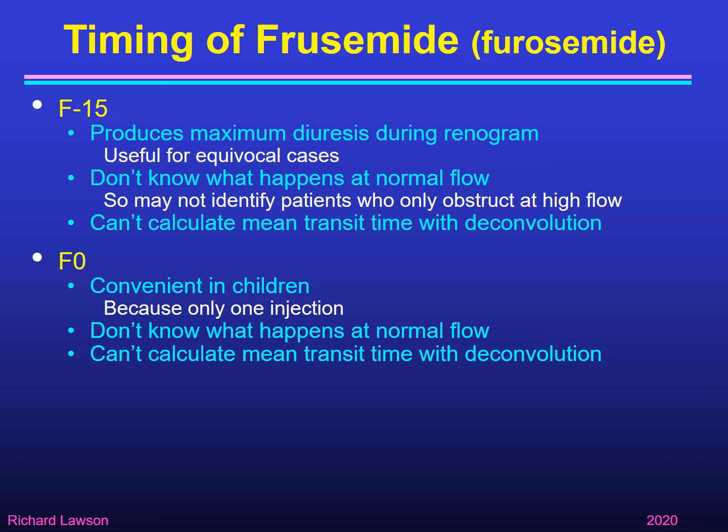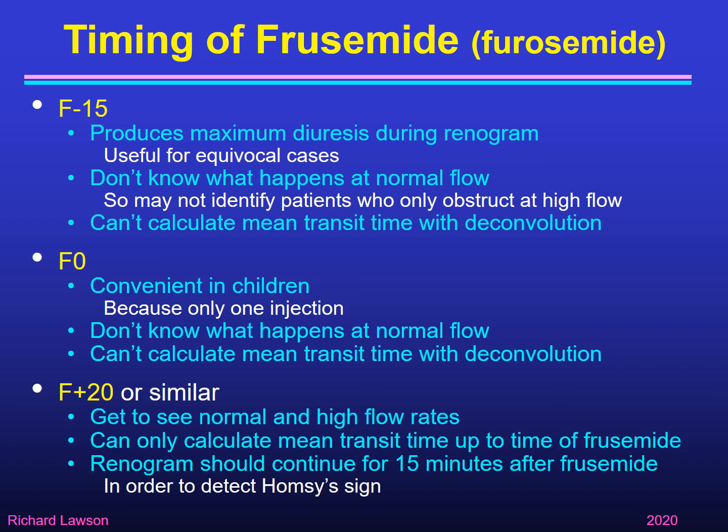F0, where you give frusemide at the same time as the MAG3 or DTPA for the renogram, is convenient in children because you only need to get one injection and one needle in. The disadvantage is that you don't know what happens at normal flow, and you definitely can't calculate mean transit time with deconvolution because the flow rate is definitely not constant. So F0 has a limited use apart from in children.